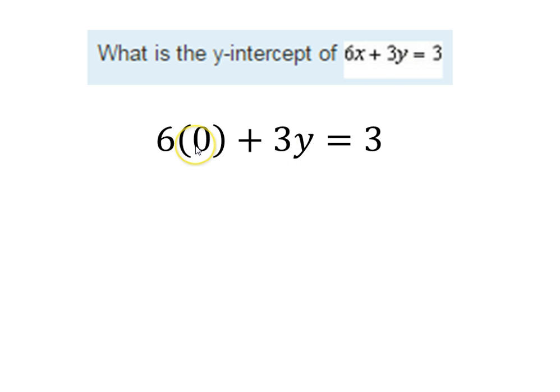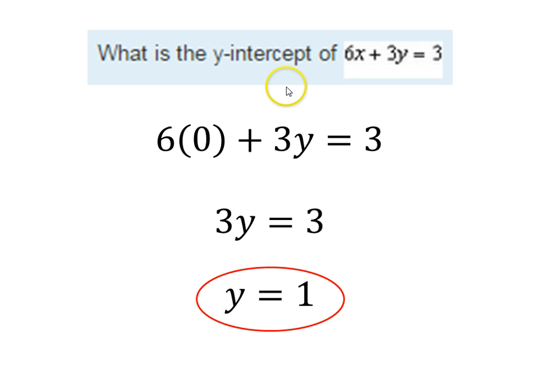6 times 0 is 0. Makes things pretty easy because that cancels out, goes away. So we have 3y equals 3. And if 3y equals 3, then y equals 1. So the y-intercept of this equation is 1 because when x is 0, y is 1.